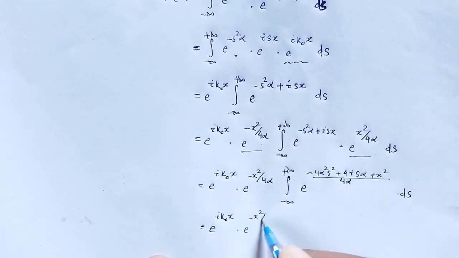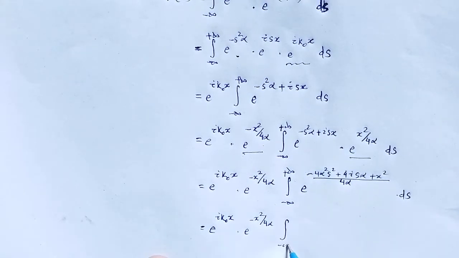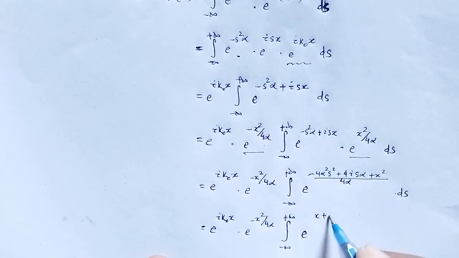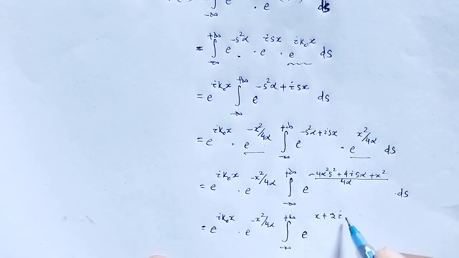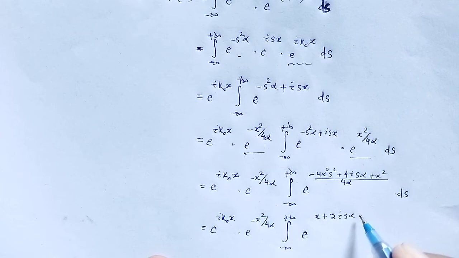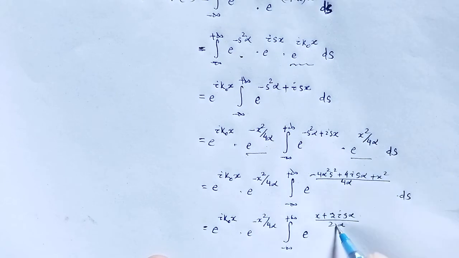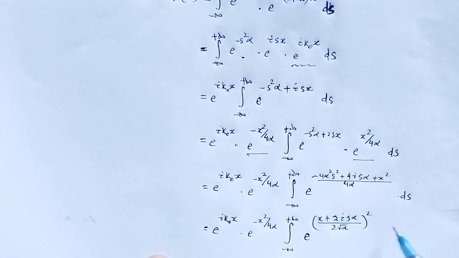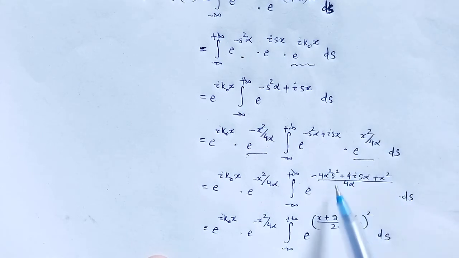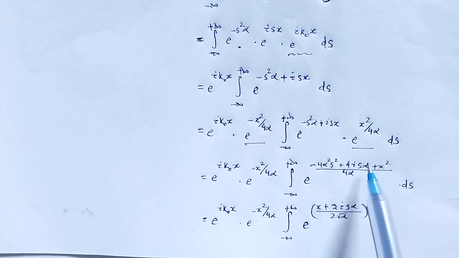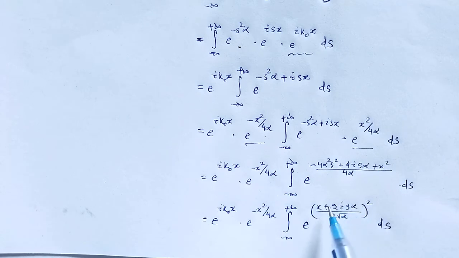This entire term can be written like this: e to the power i k naught x into e to the power minus x square by 4 alpha, integration from minus infinity to plus infinity, e to the power of the term x plus 2i s alpha divided by 2 under root alpha, whole square, ds. Okay, I partition that particular term into the square of these two terms.